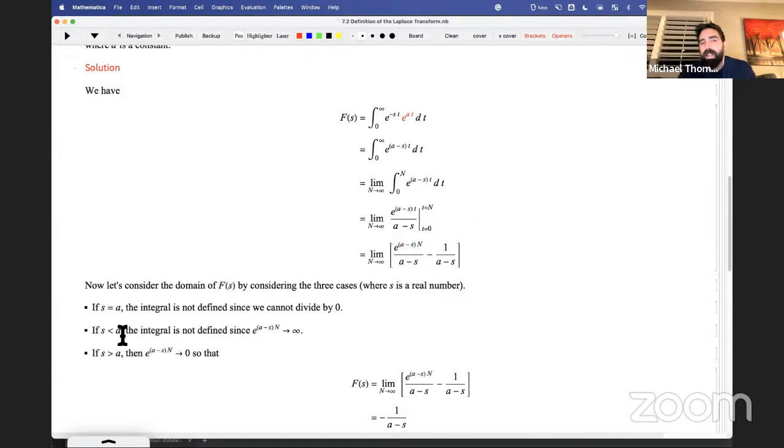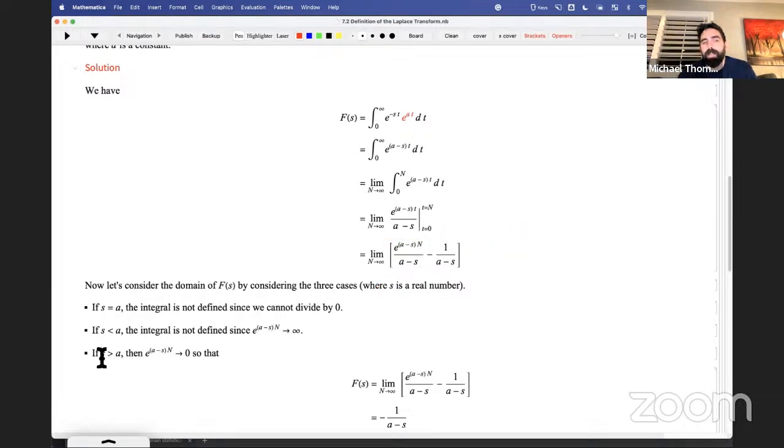If s is less than a, we also have an issue because of this guy right there. Because if s is less than a, then that means a minus s is positive. And that means e to the positive n, that's just going to go off to infinity. And if that term goes off to infinity, the whole thing has no chance at existing.